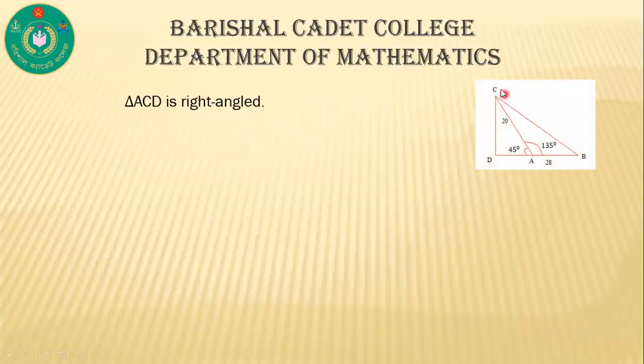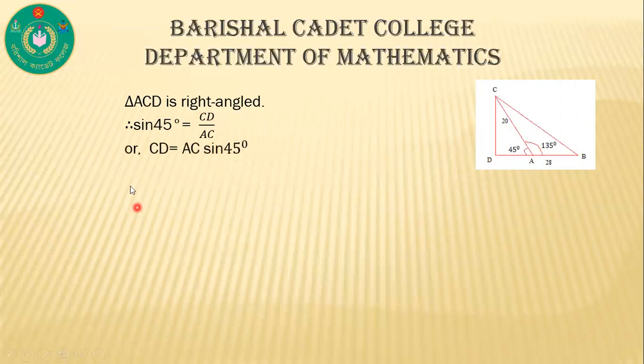Now ACD is a right angle triangle, and we can write sine 45 degree is equal to CD by AC, because you know sine theta is equal to perpendicular by hypotenuse. So here perpendicular is CD and hypotenuse is AC. Now CD is equal to AC sine 45 degree. Here we know AC is equal to 20. Putting this value, and sine 45 degree is equal to 1 by root 2. After calculating this, we can write 14.144.